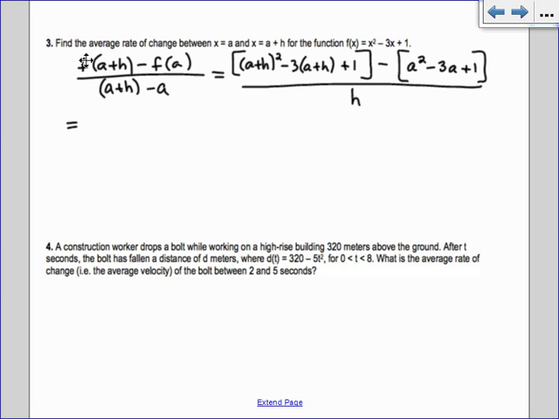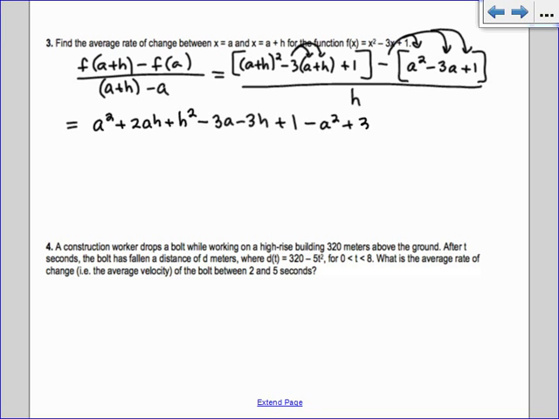So you FOIL out the a plus h. So when you do a plus h times itself, you should have a squared plus 2ah plus h squared minus, so now we distribute this negative 3. So we're going to have minus 3a minus 3h plus 1. And then we'll distribute the second negative. We'll have minus a squared plus 3a minus 1.